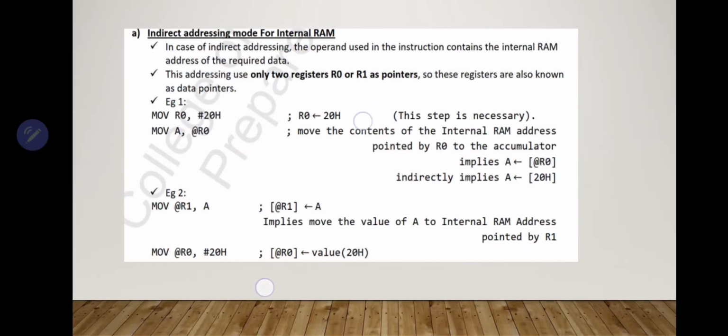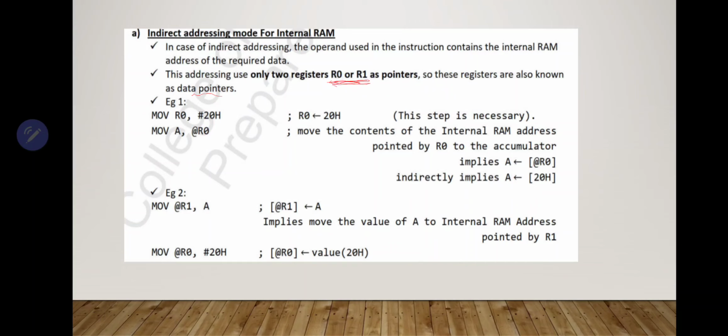Now we have two types of indirect addressing mode: indirect addressing for internal RAM and indirect addressing for external RAM. If we take the data from internal RAM, we use this type of indirect addressing mode. If it is from external RAM, we use another type. In indirect addressing mode, the operand used in the instruction contains the internal RAM address of the required data. This addressing uses only two registers, R0 and R1, as pointers, so these registers are also known as data pointers. Along with the accumulator, we only use R0 and R1. It's also important.